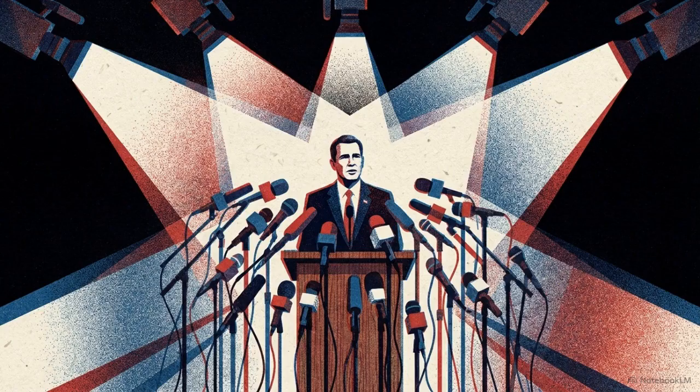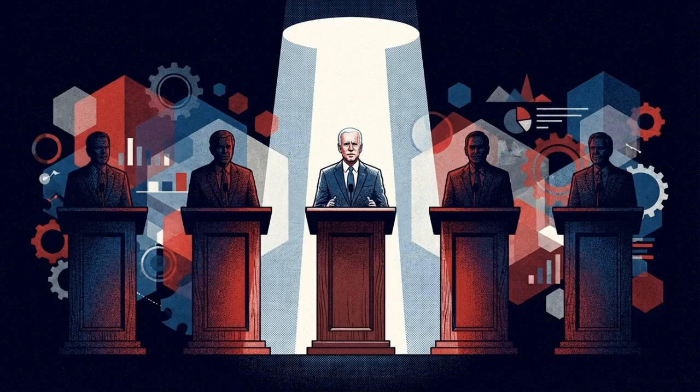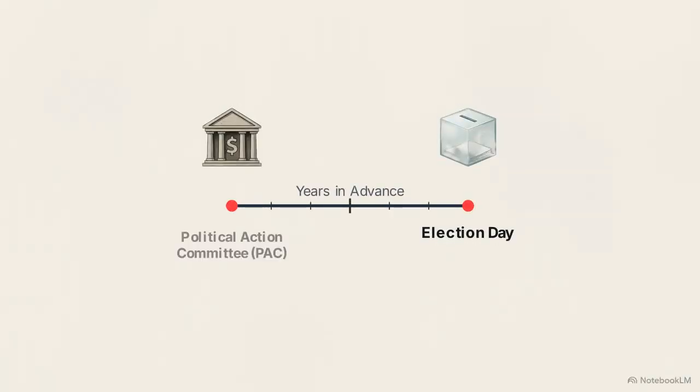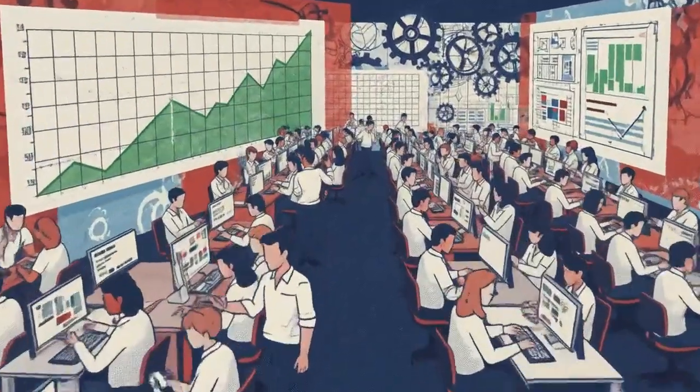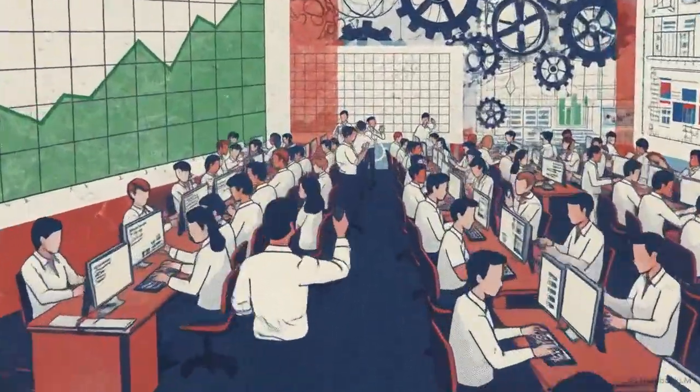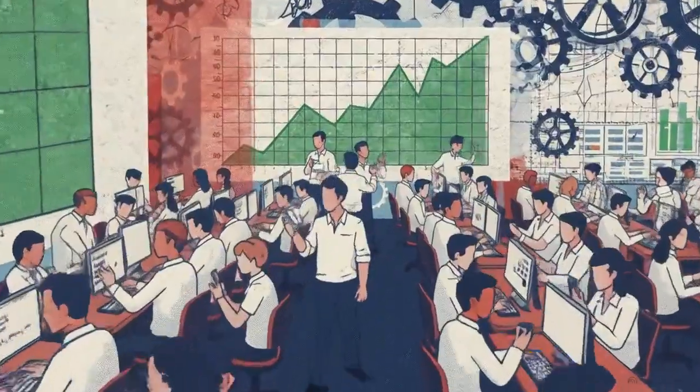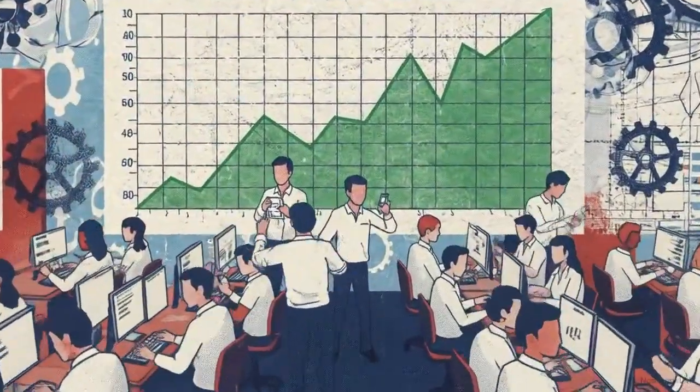But before a candidate can even think about hunting for those 270 electoral votes, they have to survive a brutal preliminary gauntlet, eliminating rivals within their own political party. This phase starts years in advance. Candidates form political action committees, or PACs, to raise massive amounts of money and test whether they actually have enough voter support to survive under strict Federal Election Commission rules.